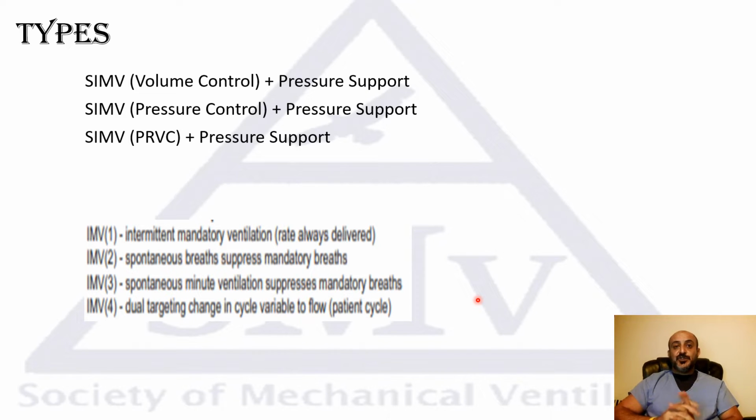Type 3, where if the spontaneous breaths are surpassing the minute ventilation, there will be no controlled breath. So if you set, for example, a tidal volume of 400 and a rate of 10, so that's 4 liters, but the patient's own spontaneous breaths are above that, it will be only spontaneous breaths, no mandatory. And type 4, which I think is only on one ventilator, probably the Servo, is dual targeting, where it changes the cycle variable according to the patient. So again, please be careful and read the manual or notice what your ventilator does, because it might be different in different ventilators.